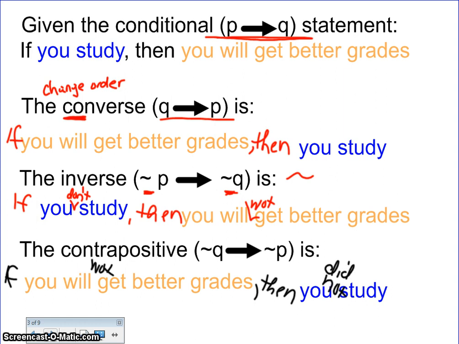And so that's how you figure out the converse, the inverse, and the contrapositive. Again, the converse changes the order. The inverse is not, and the contrapositive does both of those. You change the order and you not.